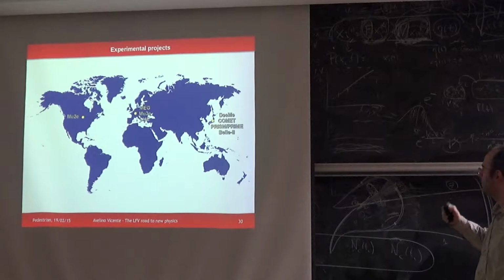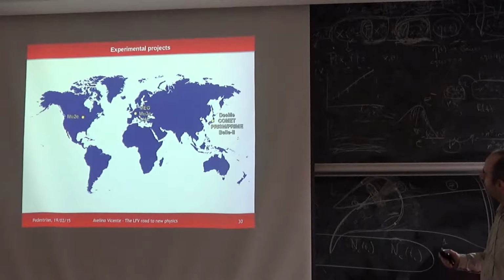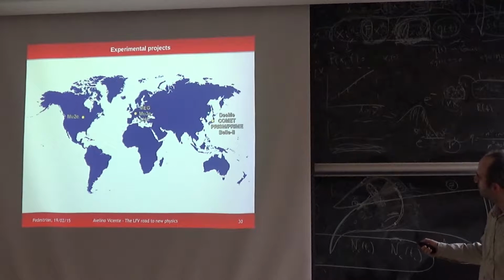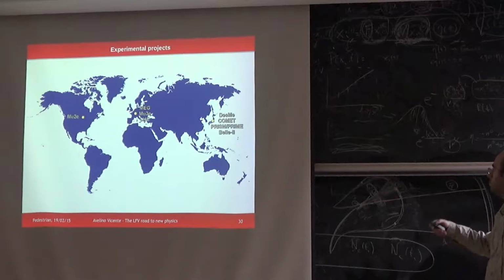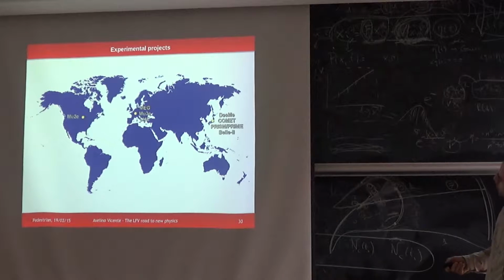And then the best in this are the Japanese. They have many experiments. So they have these 3 experiments looking for Mu2E conversion in nuclei: DeeMe, COMET, and PRISM. And then Belle II, this is still under construction. This is a big factory, which could be helpful as well in processes involving taus.